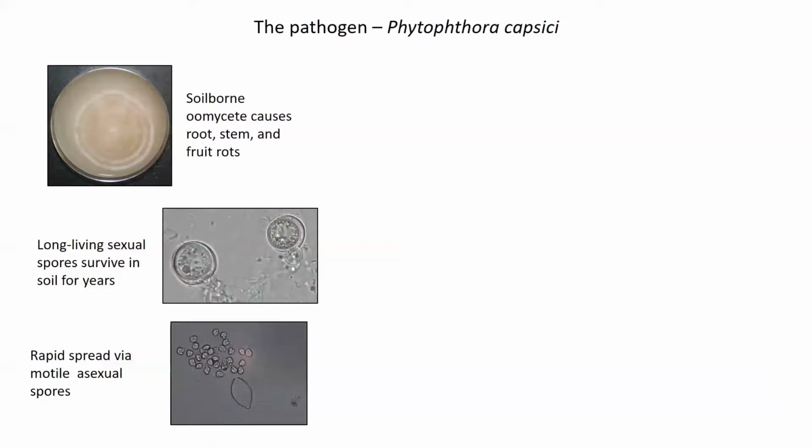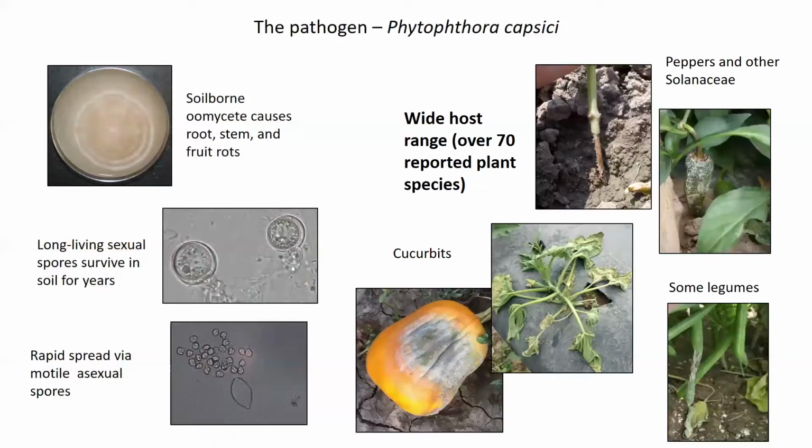On the other hand, asexual reproduction produces much more short-lived spores, but they actually have flagella and can swim through the water. So when the soil is saturated, these zoospores are released, swim through the soil, find new plants to infect, and disease can escalate very rapidly given the right environmental conditions. So there are many plants that are susceptible to disease caused by Phytophthora capsici. The most economically important of those are solanaceous species, especially peppers, cucurbits, and some legumes as well.